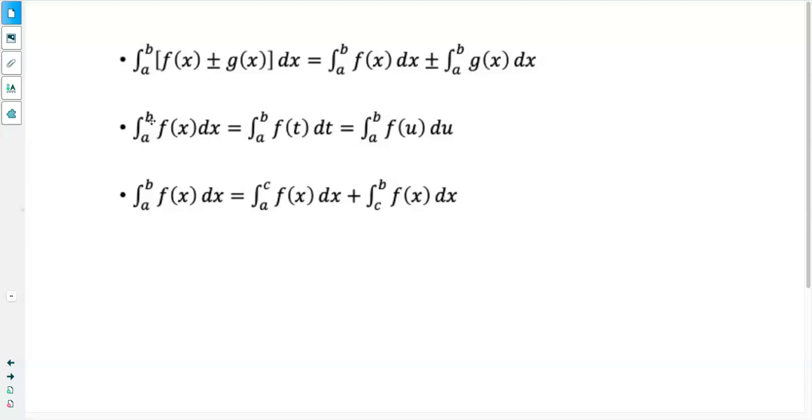Now, if we have the integral from a to b of some function of x, dx, that's the same as the integral from a to b of that function of a different variable. So if it's the same function but a different variable, it's going to give us the same answer each time. Now, if we have an integral from a to b of f of x, that's the same as the integral from a to c of f of x plus the integral going from c to b. So as long as we're starting and ending at the same place.